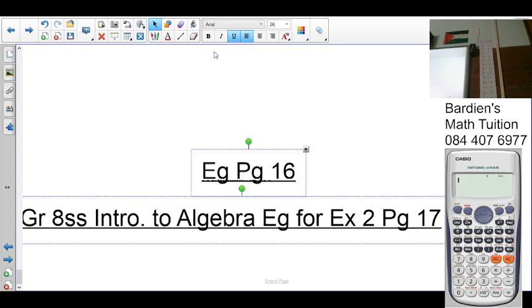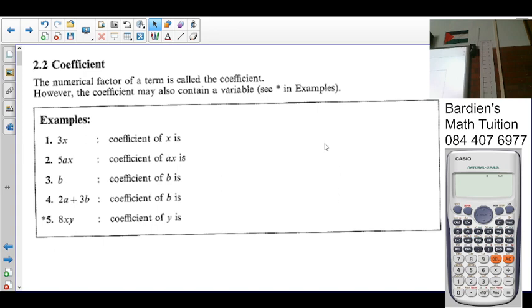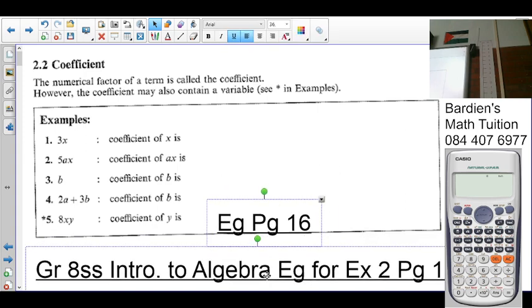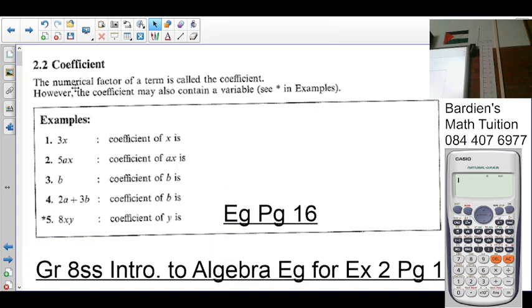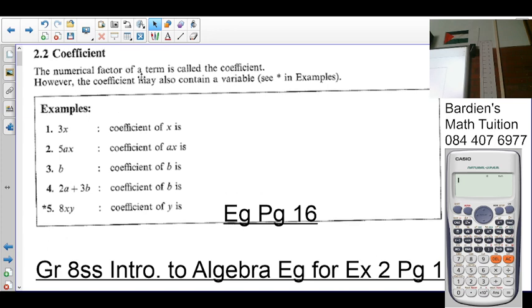Am I moving too fast? Okay. Then you spoke about coefficients. So now a coefficient is the numerical factor of a term. The numerical factor of a term is called a coefficient. However, the coefficient may also contain variables.